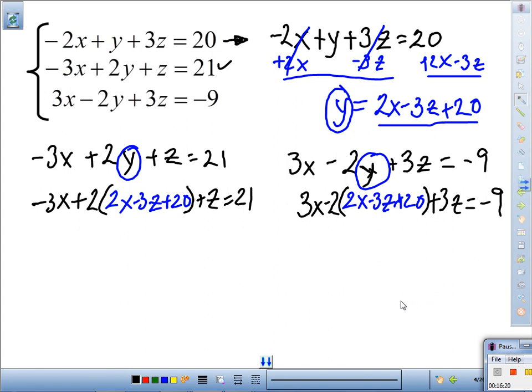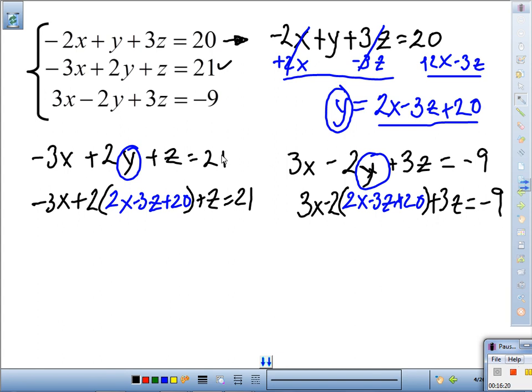As you're finishing copying that, recap. Step 1, choose one of the equations and solve for one variable. I chose the first one. I solved for the variable y. I isolated y. There it is. Step 2, substitute that equation into the other two equations. Did I do that? Yes, there they are.